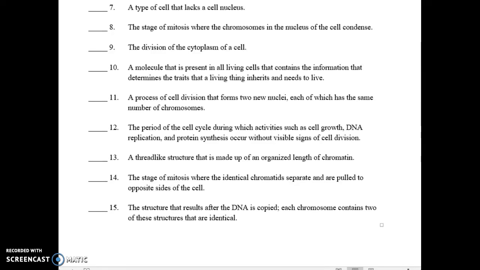Number 13. This is a thread-like structure. It's made up of an organized length of chromatin. Number 14. This is the stage of mitosis where the identical chromatids separate and they're pulled to opposite sides of the cell. And number 15. This is the structure that results after the DNA is copied. Each chromosome contains 2 of these structures and they are identical.